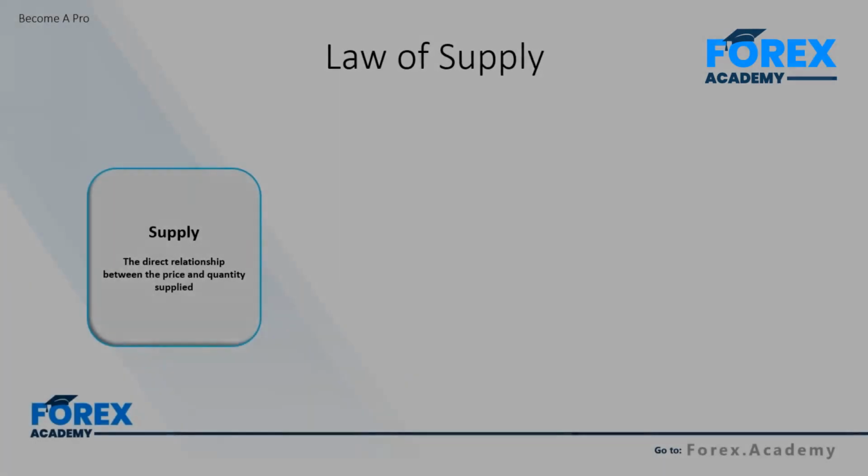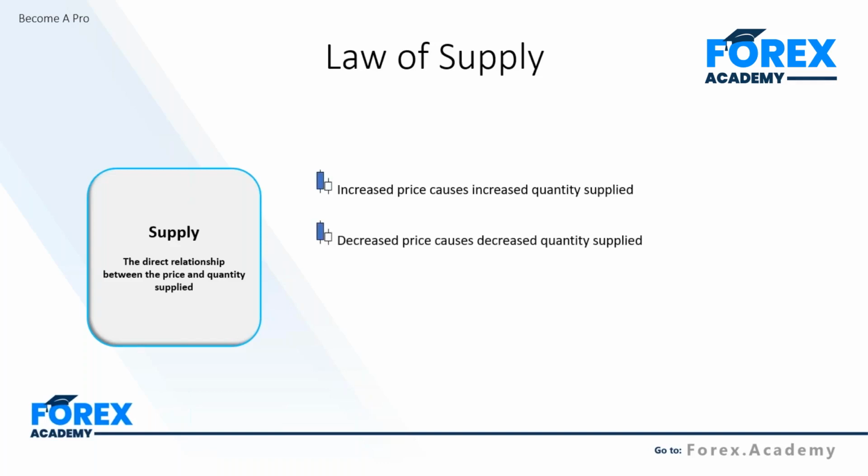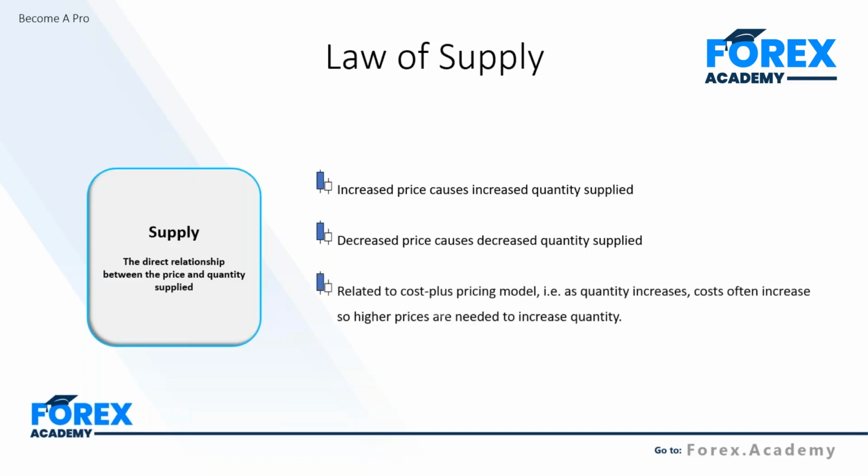So let's jump in then to really going through the other side of the equation, the law of supply. Supply is, of course, the direct relationship between the price and the quantity supplied. So for those producers of a certain commodity or any financial asset or service that is supplied, that has a very direct relationship to the price. Increased price causes increased quantity supplied. Adversely, decreased price causes decreased quantity supplied.